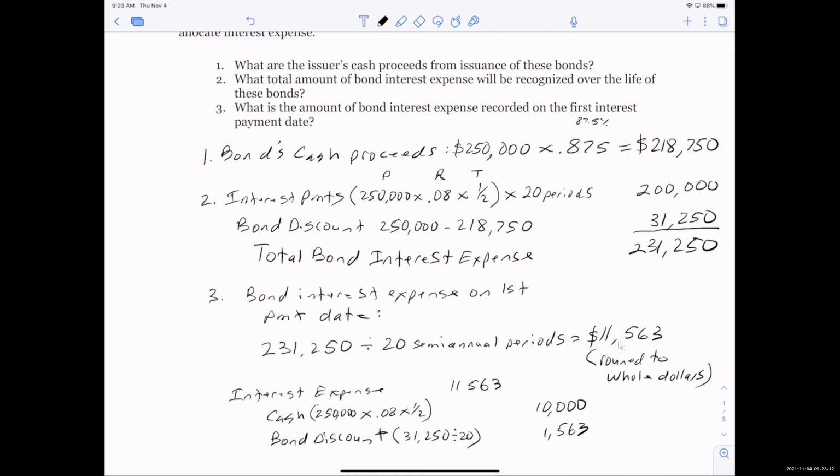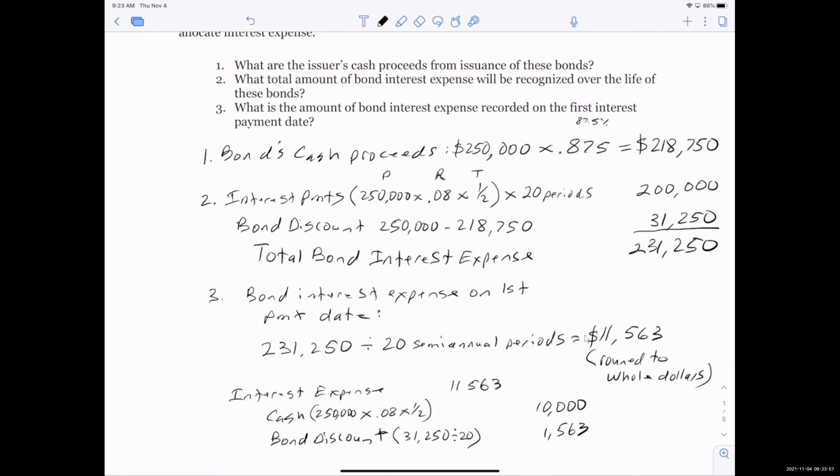Because 11,563 times 20 would equal the 231,250. Now, I will tell you that you have to round to a whole dollar. So when you do it that way, it's going to be a little bit off for rounding purposes. And when you do your homework, if that's going to happen to you, in the instructions on Connect, they'll tell you to round it, because that's just the way it is. They're trying to make it simpler. Okay, so that really ends this problem. I do take it a little bit further just so you can see what's happening.